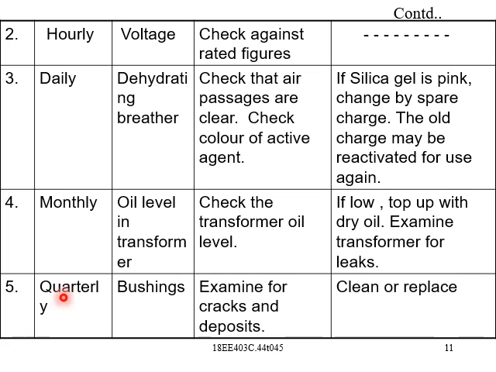And the fifth one is a quarterly inspection. What should be inspected is bushings, and examine for cracks and deposits. The action to be done is clean or replace. Bushings, as we have learnt, are an insulating medium between the live conductor and the earthed transformer body, and you need to examine for cracks and deposits. If so, the action to be done is clean or replace.